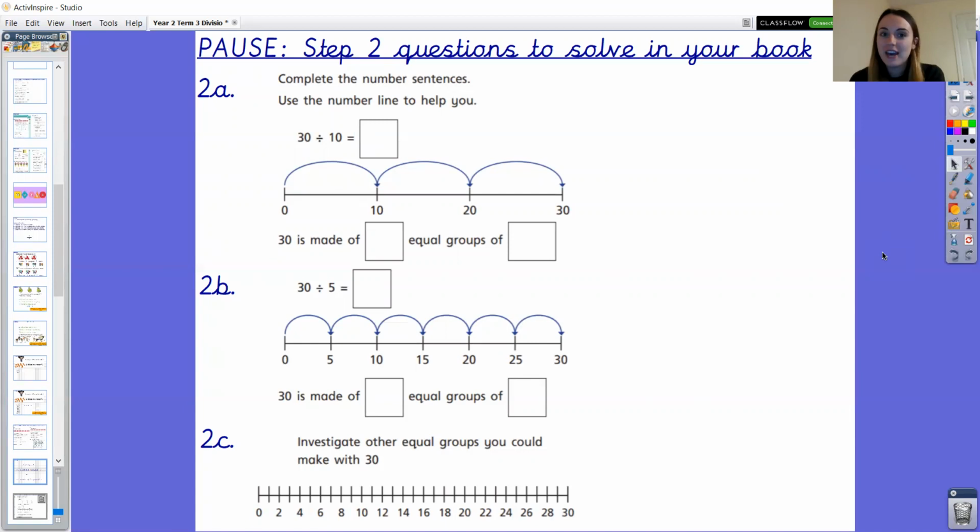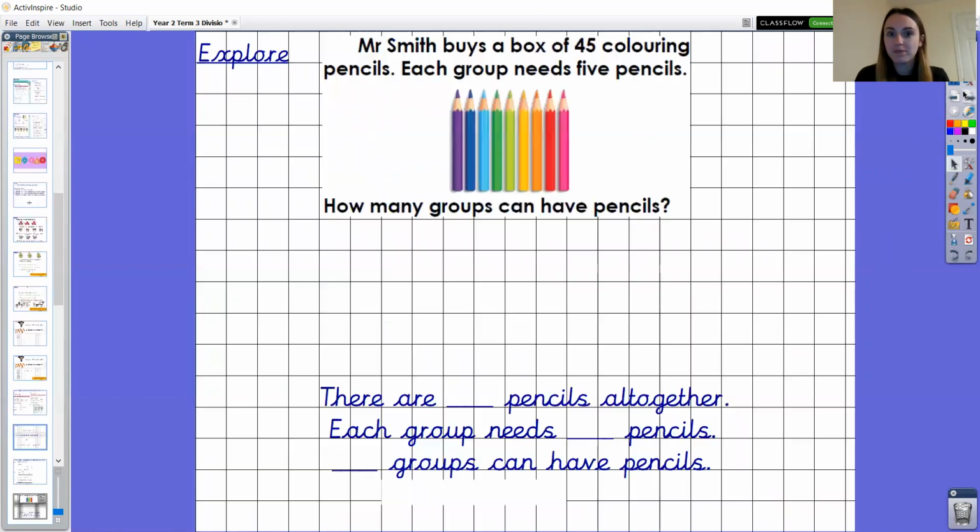Please pause the video here to complete step 2 in your book. As you can see, these questions are very similar to what we've just done together, and the number lines represent counting in multiples like we've just had a go at together. Well done, Year 2, doing so well today. I'm really proud of you.